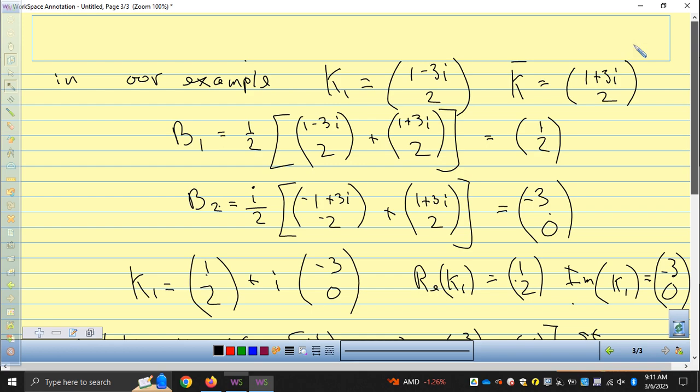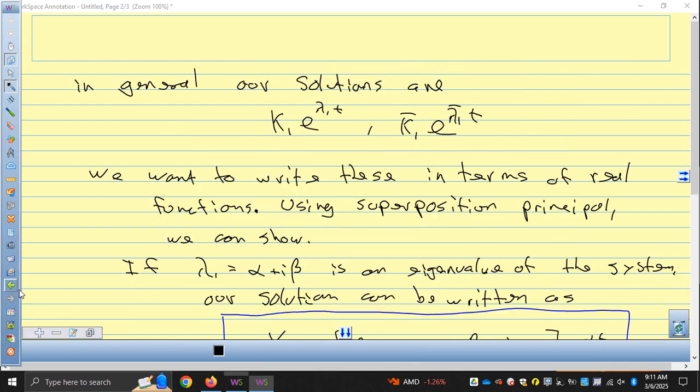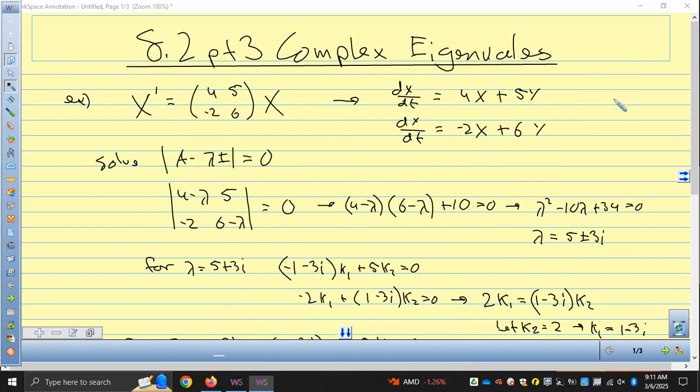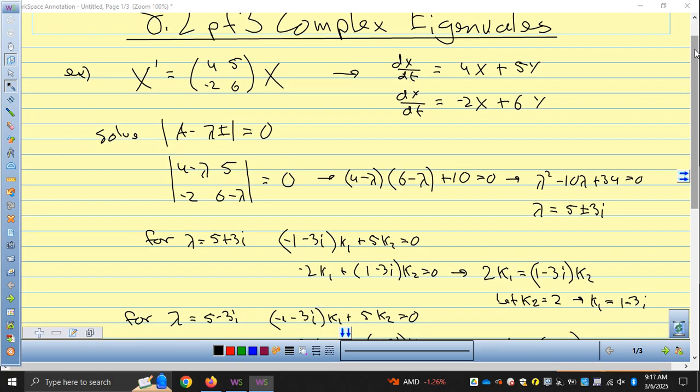Right, so I forgot to start the recorder at the beginning of the video. So I will do a quick recap of what we did today. So we expect for certain systems that we would get complex eigenvalues. When we get complex eigenvalues, we also expect that we get complex eigenvectors.